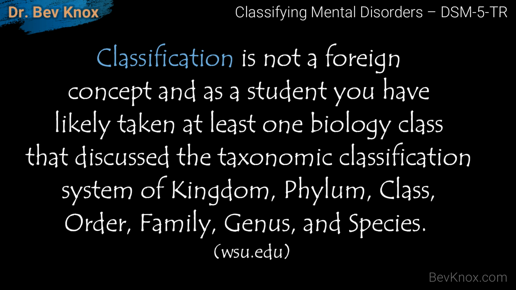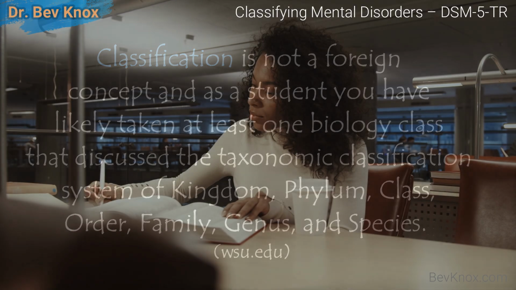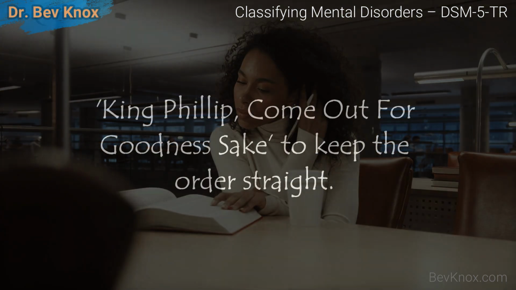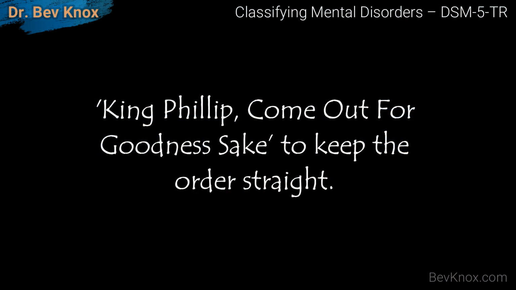And as a student, you have likely taken at least one biology class that discussed the taxonomic classification system of kingdom, phylum, class, order, family, genus, and species. You probably even learned the witty mnemonics such as, "King Philip, come out for goodness sake," to keep the order straight.